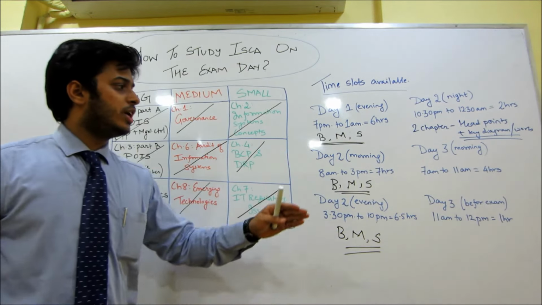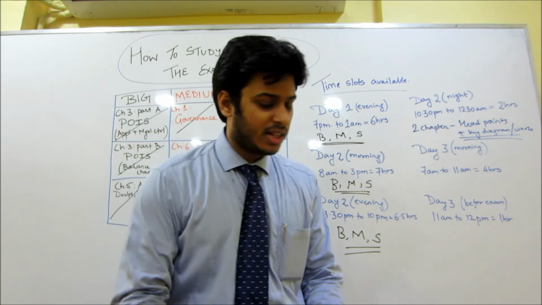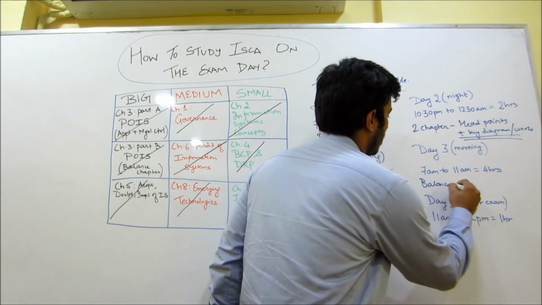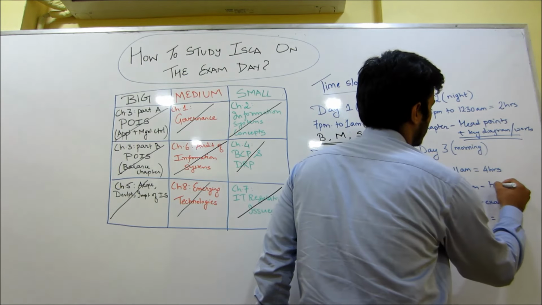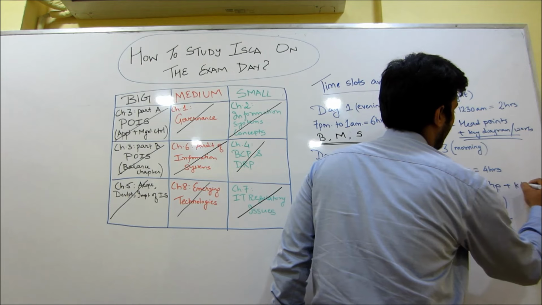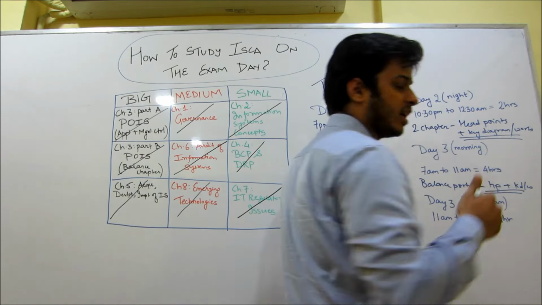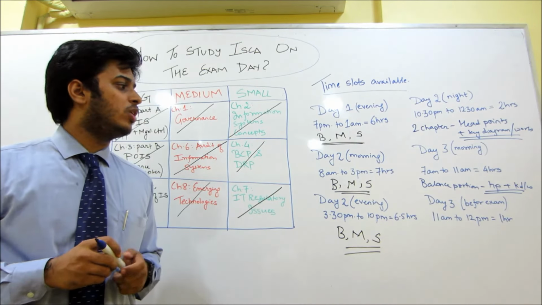Day 3 morning, you will get time from morning 7 a.m. to 11 a.m. In this time, you need to cover your balance portion head points. I'm just writing for short form HP, plus your key diagrams or words. Now you are doing the same thing that you did the previous night, but now for the balance chapters.